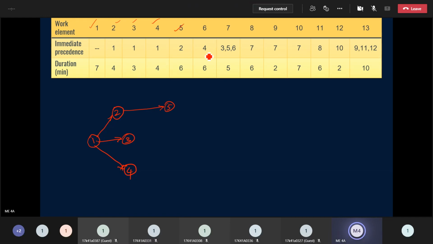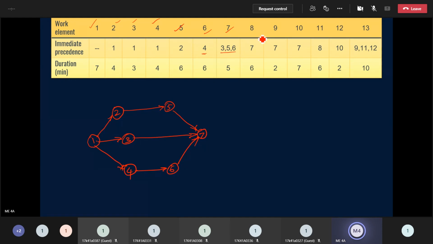Next, sixth element, precedence is 4. So I am writing sixth element here. Next, for seventh element, precedences are 3, 5, 6. So I am choosing 7 somewhere here, for which 3, 5 and 6 are the precedences.